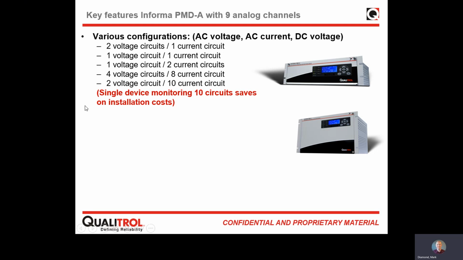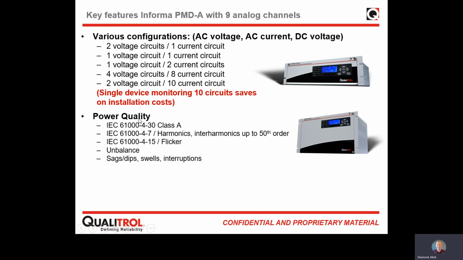And what I've highlighted in red here is one of the most important parts when it comes to the hardware side. One single Qualitrol device can monitor 10 circuits, and this does save a lot on installations. Most of our competitors are able to monitor 1 circuit at a time. Maybe some can monitor 2 at the most, but in our Informa device, we can monitor up to 10 circuits on 1 device. These devices are compliant to the Class A PQ.